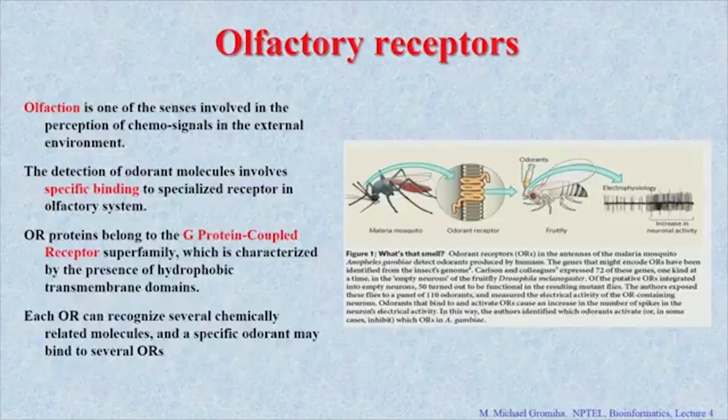So, olfaction is one of the senses involved in the perception of chemo signals, right. So, how do we get these olfactions? And smell, right. If you see malaria, it is one of the major causes because the mosquitoes can recognize humans, right. This is why mosquitoes bite and then cause malaria. If mosquitoes cannot get this olfaction, cannot recognize humans, then we do not have any problem, right.